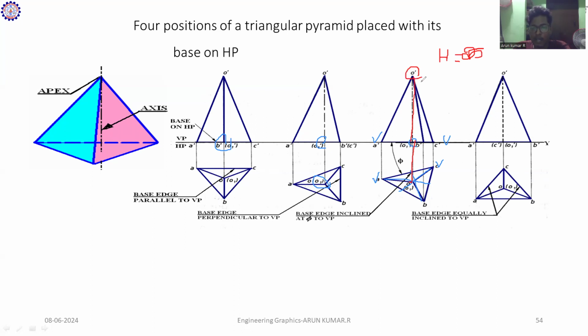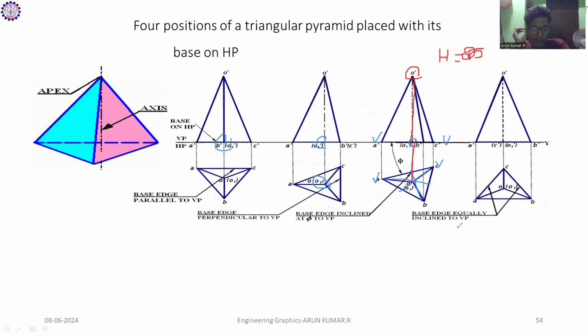Once you construct this point, you join it with the other corners, A dash, B dash and C dash, and you get the front view of the given solid. Once you complete it, these are the conditions to draw pyramid types of solids. Okay, so let's move on to the next topic.